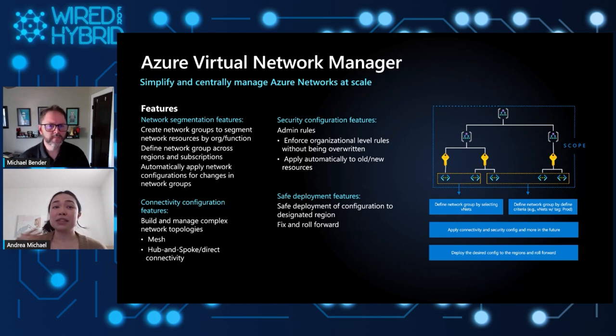So when we create these groups, this is totally up to you, whether you want to create virtual network groups based on workload, based on environment, based on business function, it's up to you. But the reason you want to create these groups is because when you create your connectivity or your security configurations, this is where the power of scale comes in. You're not going to be selecting, hey, I want VNets 1 through 100 to receive all of these security rules or to be in this topology. You're going to say, I want to create a hub and spoke topology or a mesh topology on these network groups, or I want to apply these security rules onto these network groups.